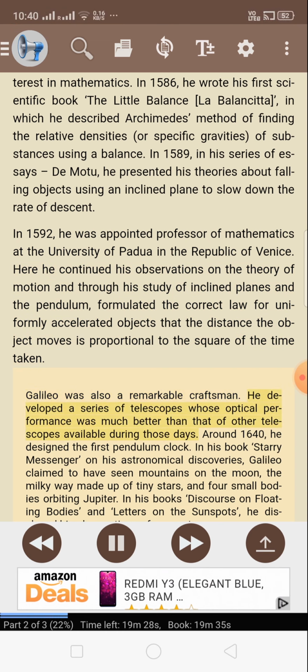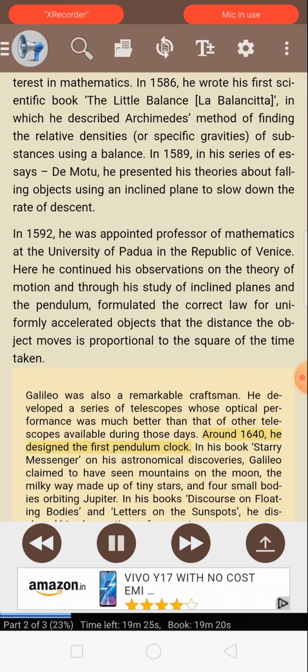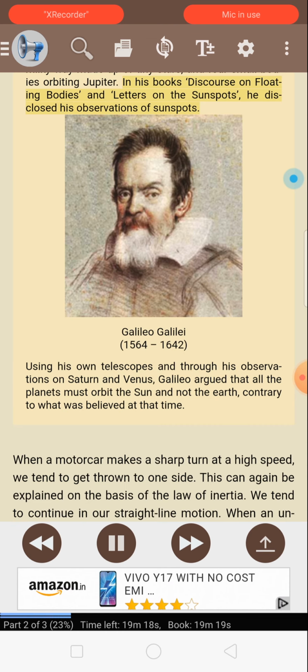He developed a series of telescopes whose optical performance was much better than that of other telescopes available in those days. Around 1640, he designed the first pendulum clock. In his book Starry Messenger, on his astronomical discoveries, Galileo claimed to have seen mountains on the moon, the Milky Way made up of tiny stars, and 4 small bodies orbiting Jupiter. In his books Discourse on Floating Bodies and Letters on the Sunspots, he disclosed his observations of sunspots.